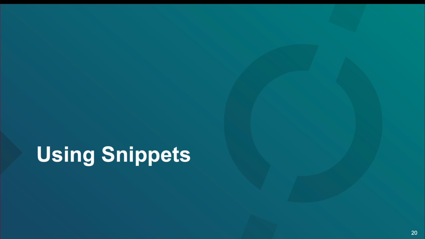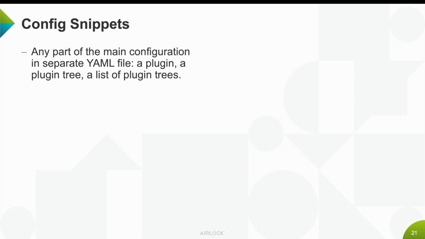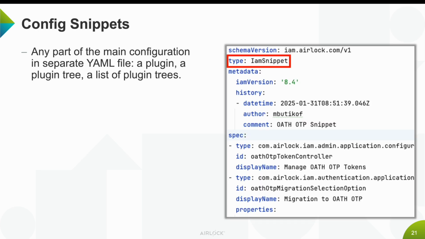Now let's look at config snippets. So what is an IAM config snippet? A snippet is any part of an IAM configuration put in a separate file. This can be a single plugin, a list of plugins, a single plugin tree, or also a whole list of plugin trees. A snippet looks like a normal IAM configuration, except for the type, which in this case is IAM snippet and not IAM config. We will have a look into a simple and then a more complex example in a minute.